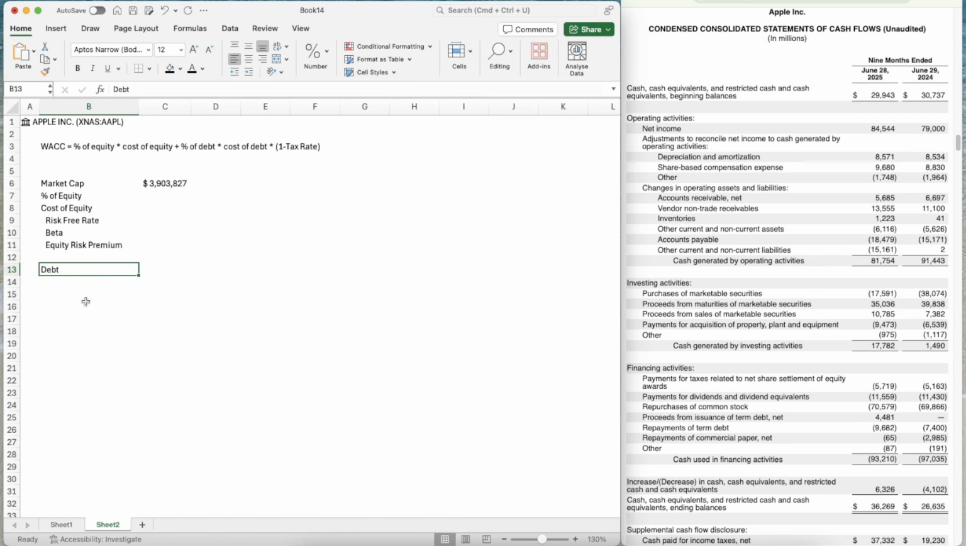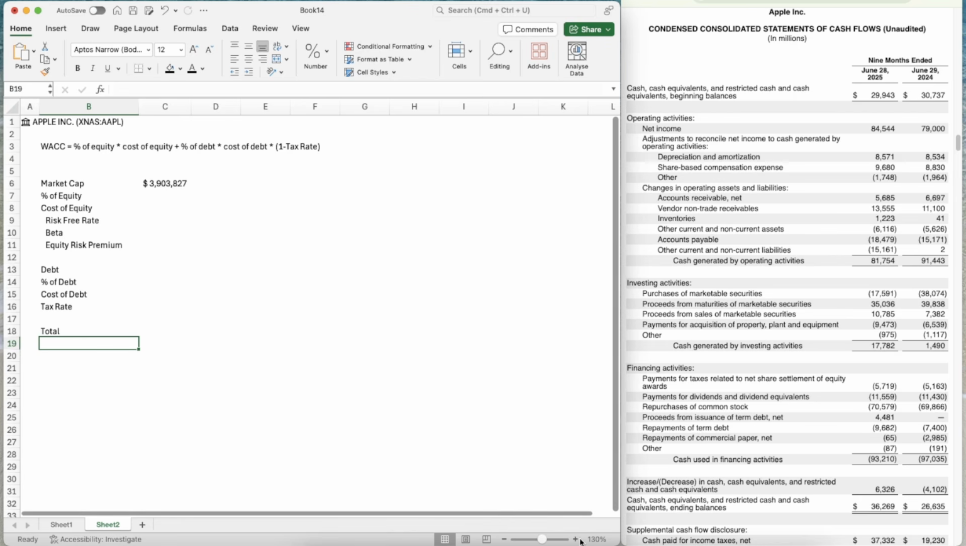No, not like that. Debt, percentage of debt, the cost of debt. Why does it keep doing this? There we go. Debt, cost of debt, tax rate. And below tax rate, we say total. I'll zoom in a bit more if you guys need.